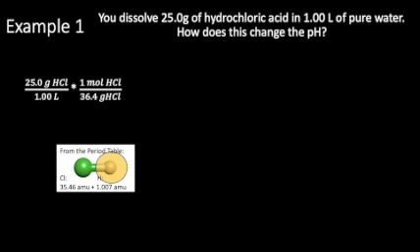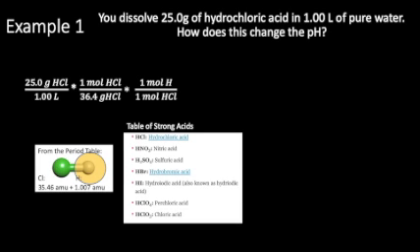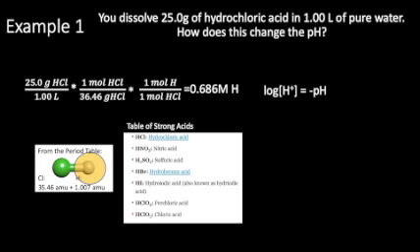For every 1 molecule of HCl, there is 1 atom of hydrogen. We also know, according to this table, that hydrochloric acid is a strong acid, so it will dissociate fully into its constituents. Both of these facts tell us that for every 1 mole of hydrochloric acid we add to the solution, we have 1 mole of H+. So now we have an H+ concentration. We can plug that into our equation, and we get that the pH is 0.164.